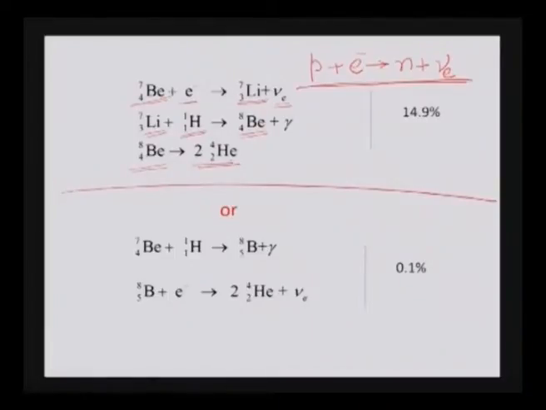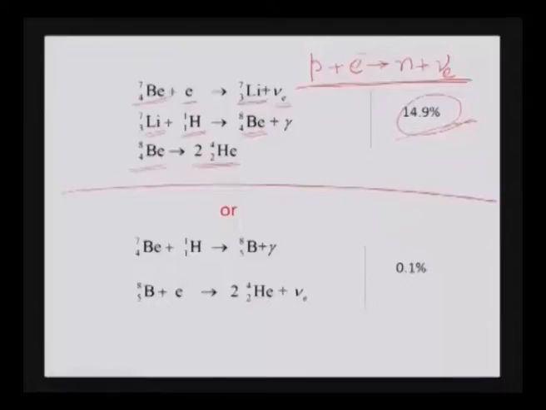So, this is one possibility, and the probability of that is say 14.9% within that 15%. So, 14.9% probability is that 3He will combine with 4He, making 7Be, and then combining with an electron, then combining with a proton and so on. So, that whole process is 14.9%.